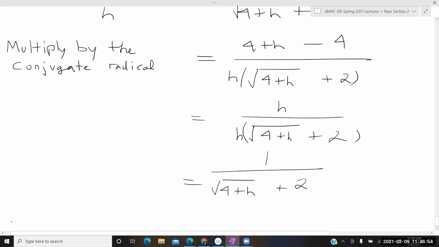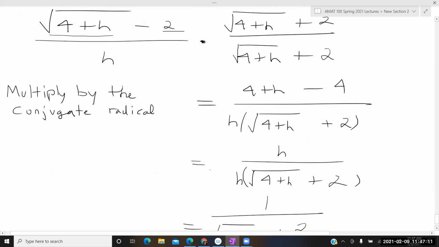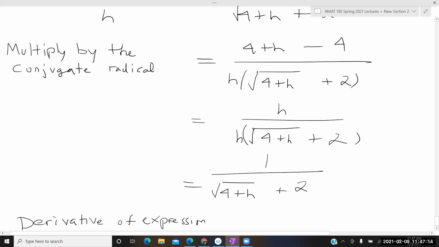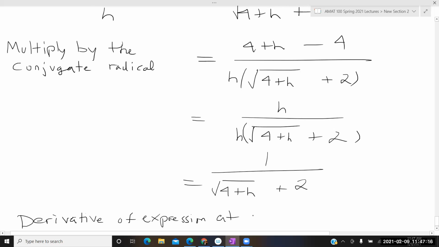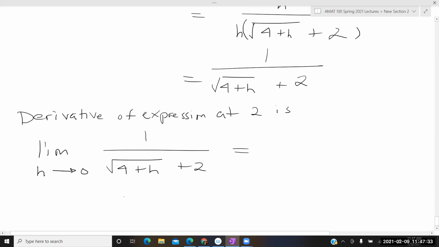So let me just point this out as a side. Derivative of the expression, what is it at? I guess it's at 2, maybe, or something like that. Don't quote me on that, but this part's right. You just take this so-called limit. You take the limit of this thing right here as h goes to 0.